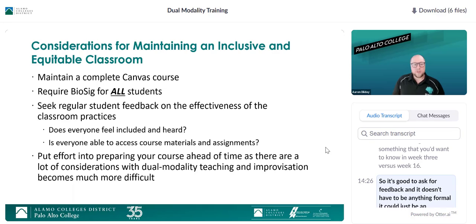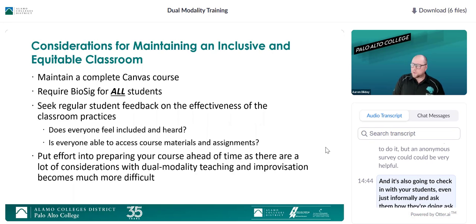So it's good to ask for feedback, and it doesn't have to be anything formal. It could just be an anonymous survey, through Canvas, through Google Forms. There are a whole bunch of ways you could do it, but an anonymous survey could be very helpful.